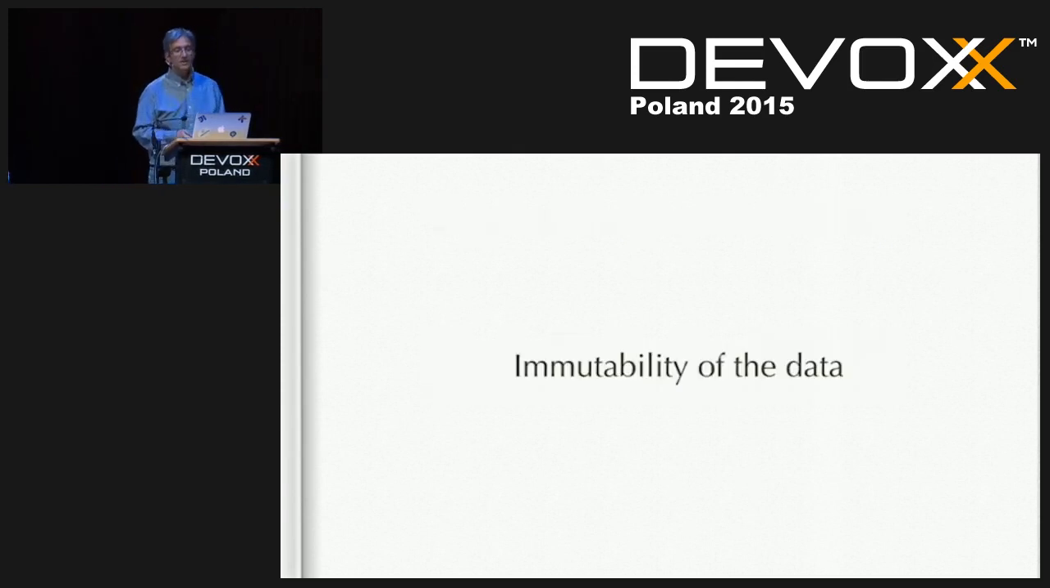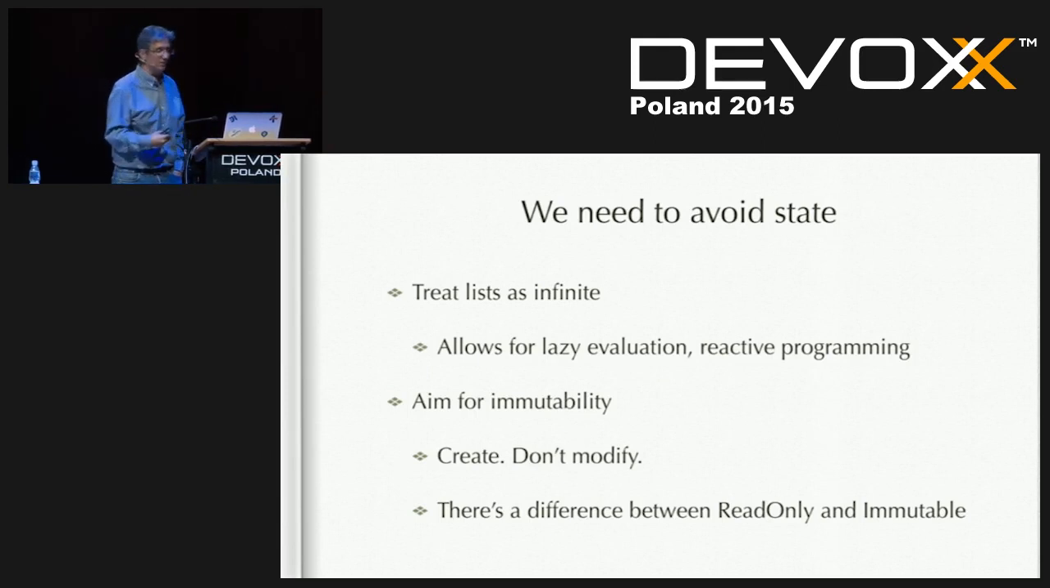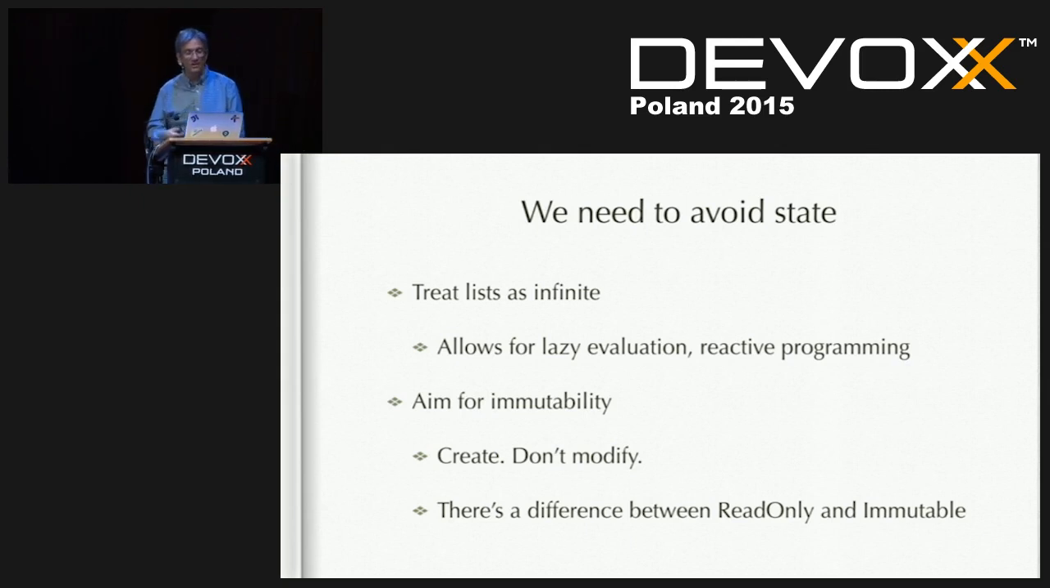Now, another aspect is the immutability of the data. Why is that important? Again, this is all about reducing moving parts. If I don't mutate things, I don't have to worry about them. So it also allows us to do certain things. If we try to treat lists as infinite, it allows for lazy evaluation. It allows for reactive programming, which is the next talk after this. And if you aim for immutability, basically what you're doing is you're creating things and not modifying them.